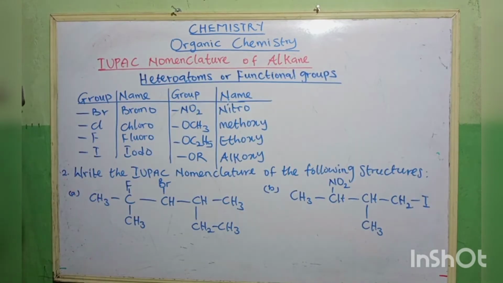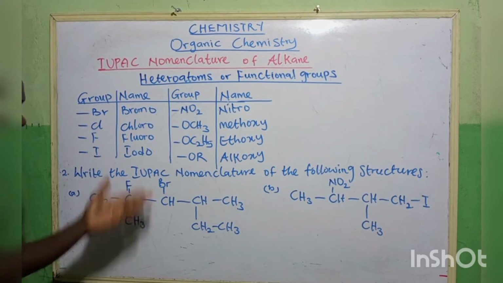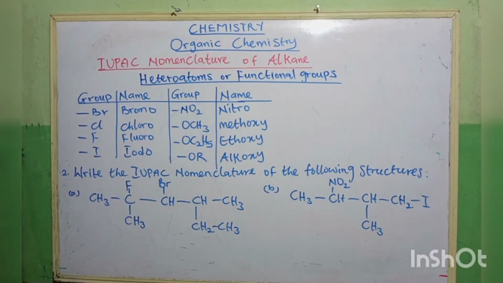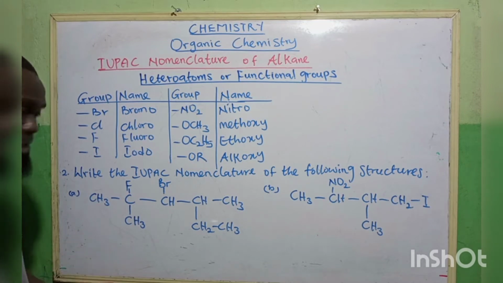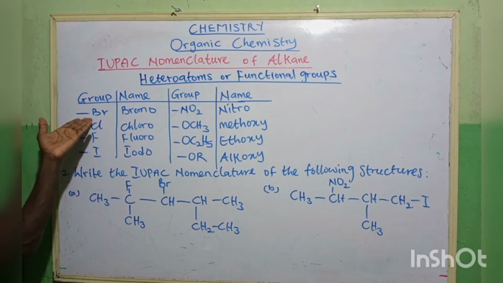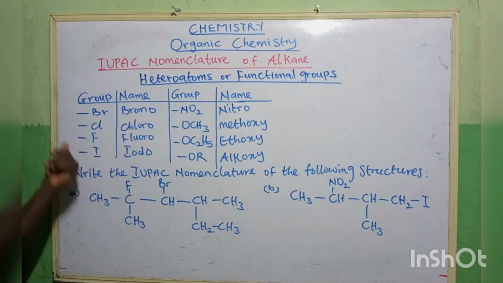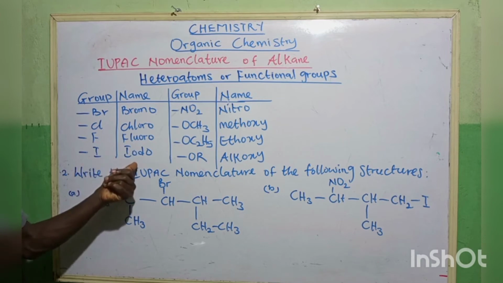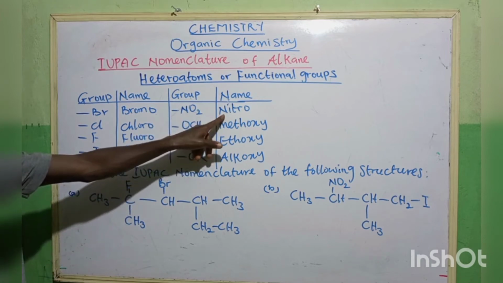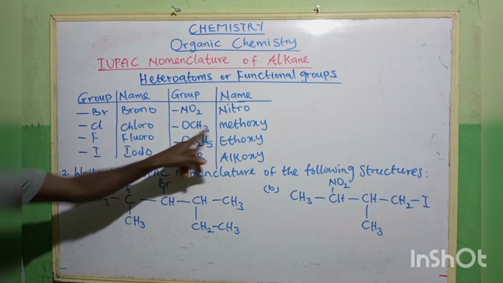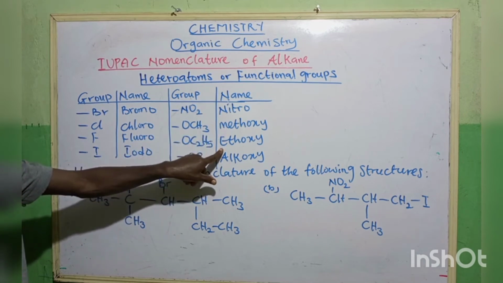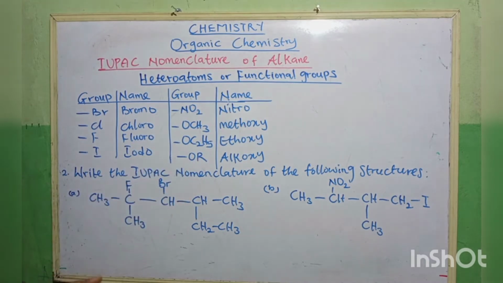Before we move on to the next example, let us learn these heteroatoms or the functional groups. In our previous example, we looked at bromine and chlorine. When we have bromine joining to a group, it changes to bromo, chlorine to chloro, fluorine to fluoro, iodine to iodo, NO2 becomes nitro, OCH3 becomes methoxy, OC2H5 becomes ethoxy, OR becomes alkoxy.